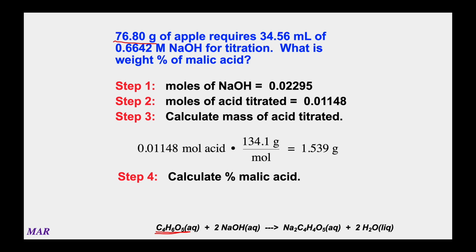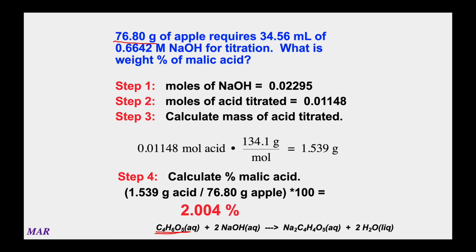So if you ever have to calculate a percent of something, percent of malic acid in this case, it's grams of the good stuff, grams of malic acid, on the top, and in the bottom you put grams of everything, times 100%. So to find percent malic acid, 1.539 divided by 76.80 times 100%, 4 sig figs, 2.004%. That's the acid percent, the weight percent, if you will, of malic acid in the apple. So for every 100 grams of apple, 2.004 grams will be malic acid. And that's kind of interesting to know too.